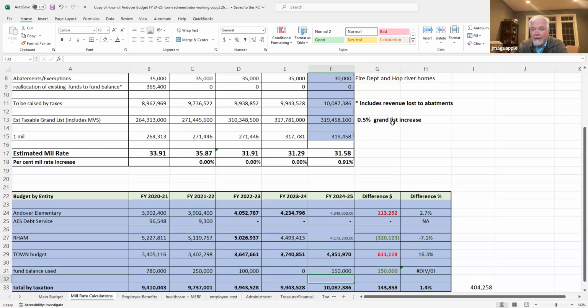Right, we do not have a lot of commercial grand list. That is for sure. But although everybody complains about the Dollar General, it's nice to have that extra $40,000 a year or so from them. Pretty good. Well, we need to work on getting more development along the main road there, even some small businesses.